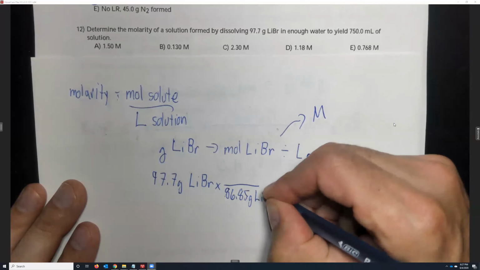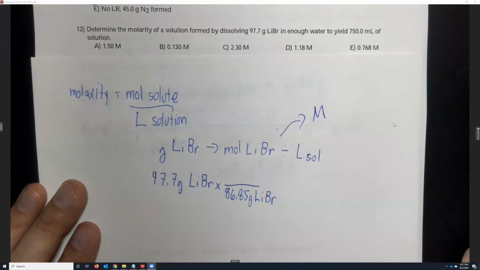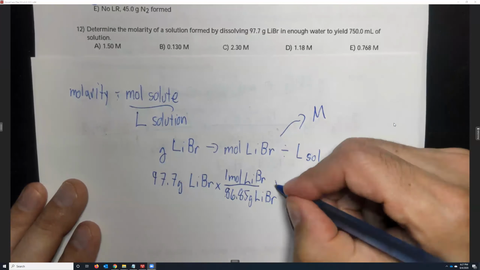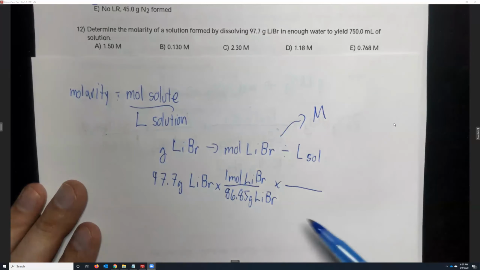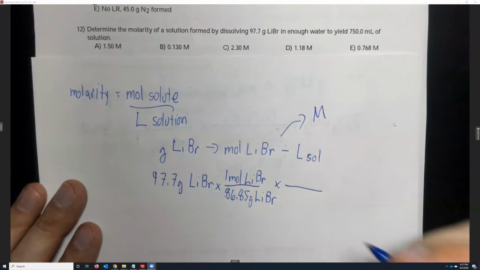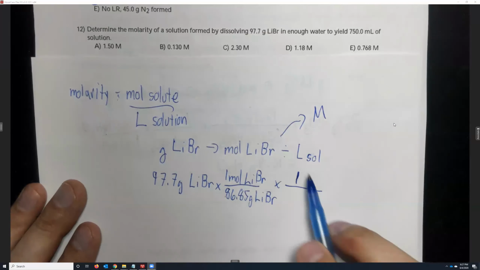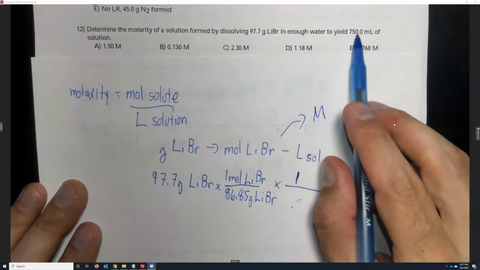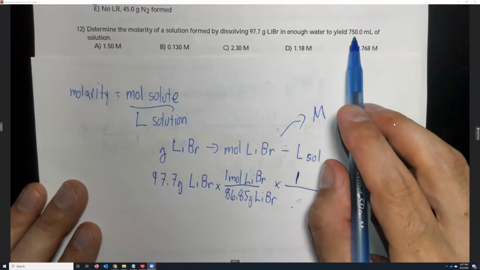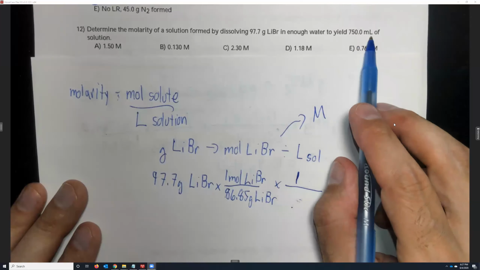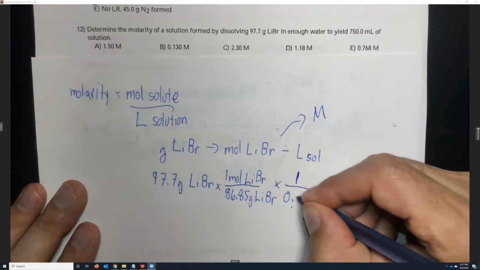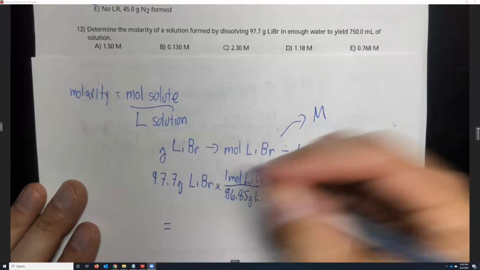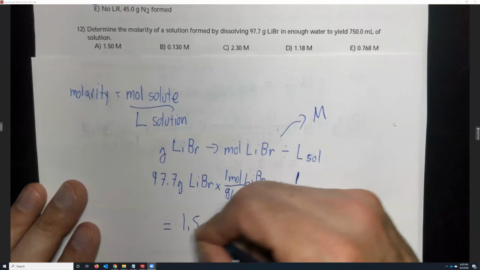It's 86.85 grams of LiBr, just Li plus Br from the periodic table. And on top, 1 mole of LiBr times. Now, dimensional analysis doesn't lend itself well to dividing, but if I put a unitless 1 here, that'll move the moles over. And then I can put the liters on the bottom. Don't forget, you can't put in milliliters. You have to convert this to liters, divide it by 1,000. So I can't put in 750 milliliters. I have to divide it by 1,000 and put in 0.7500 liters.